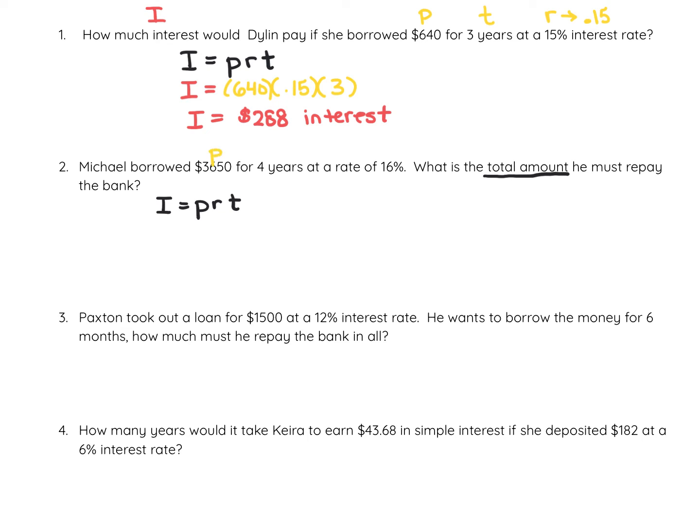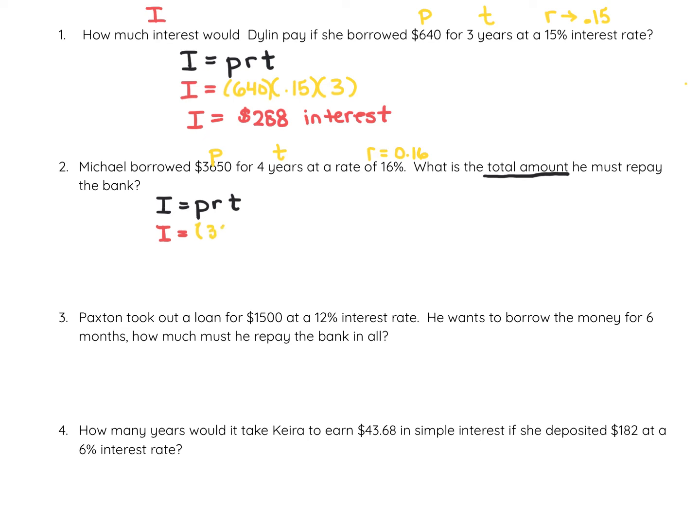That's going to be my principal, the principal amount that I paid back. 4 years is going to be my time. And my rate is 16%, which needs to be written as a decimal, 0.16. My I is what I'm looking for. So I'm going to plug everything into my equation.